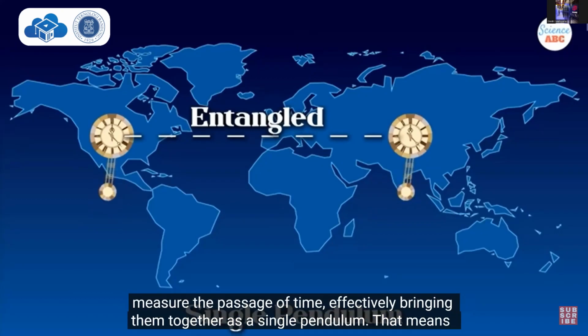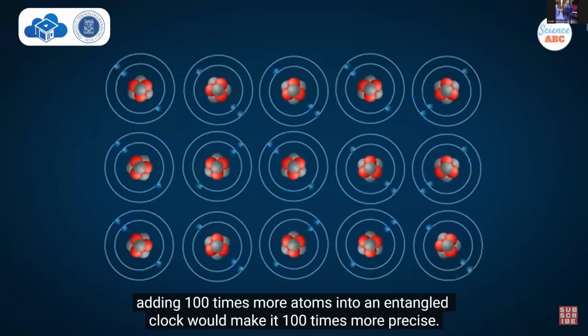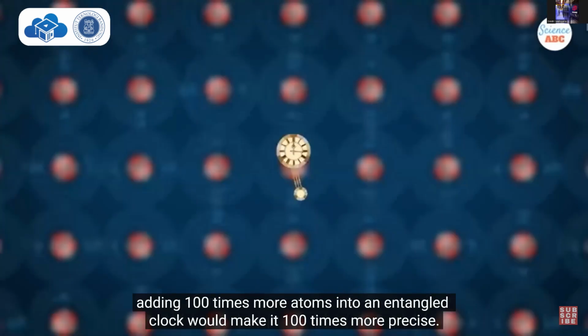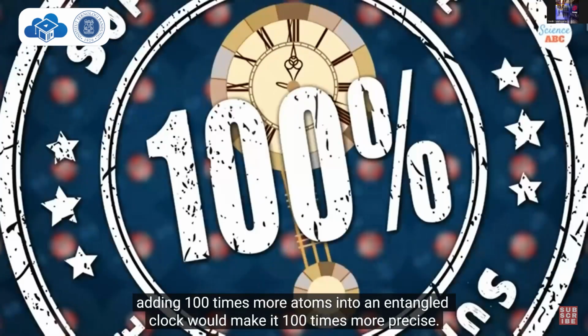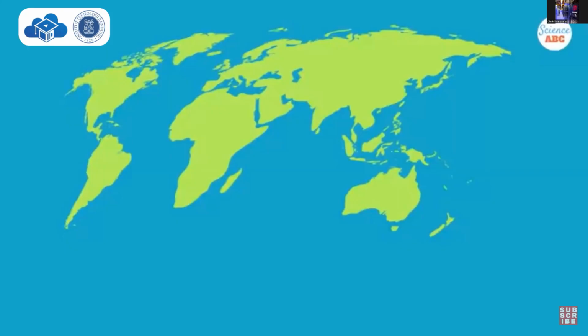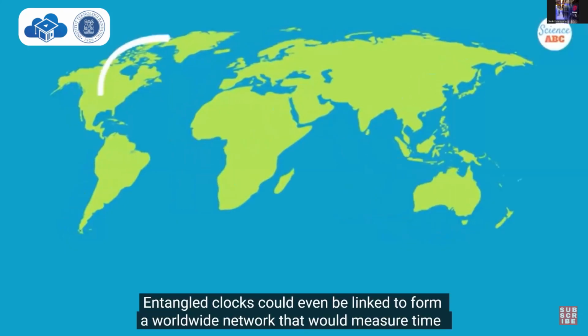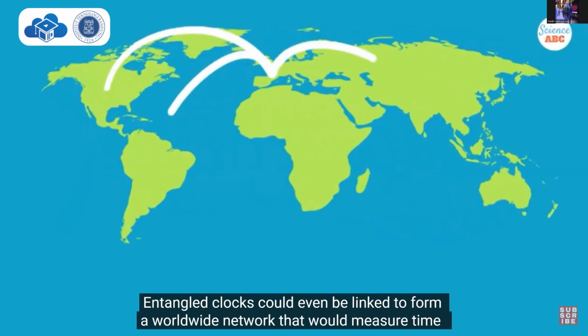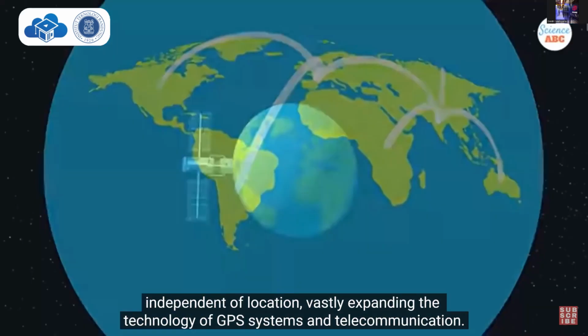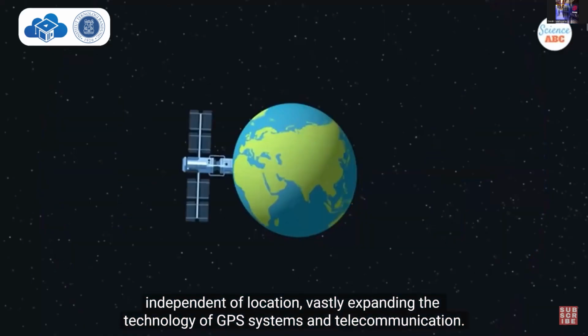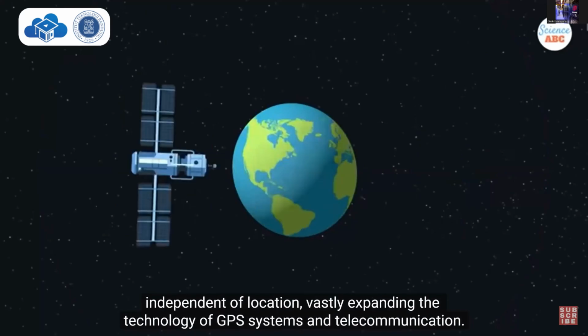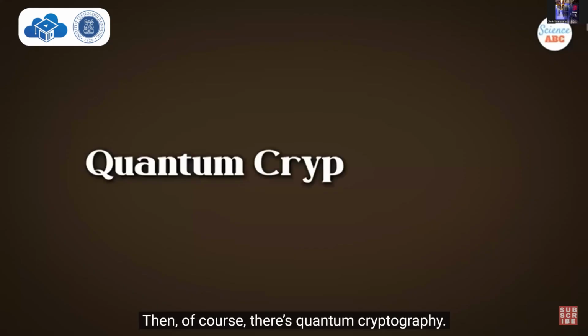That means adding 100 times more atoms into an entangled clock would make it 100 times more precise. Entangled clocks could even be linked to form a worldwide network that would measure time independent of location, vastly expanding the technology of GPS systems and telecommunication. Then, of course, there's quantum cryptography.